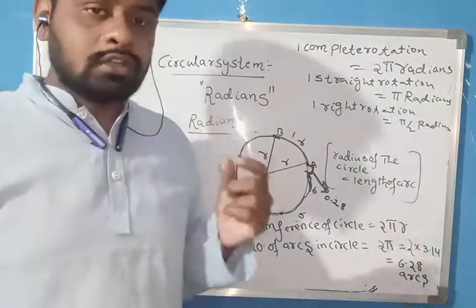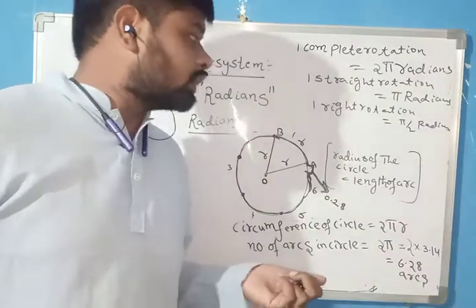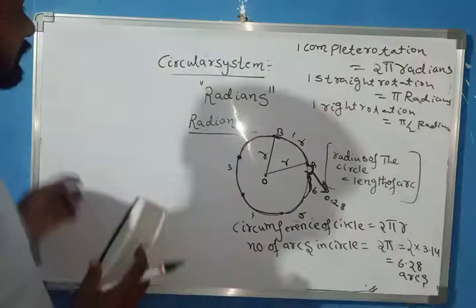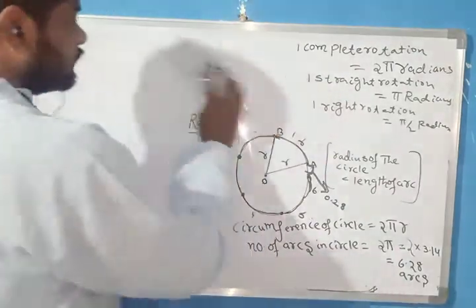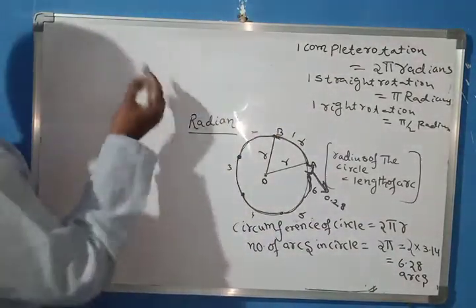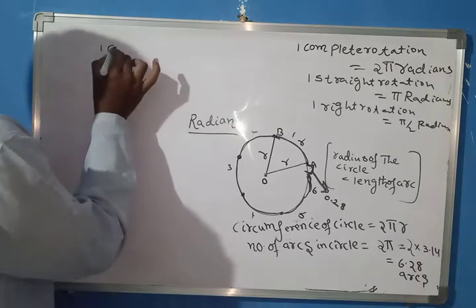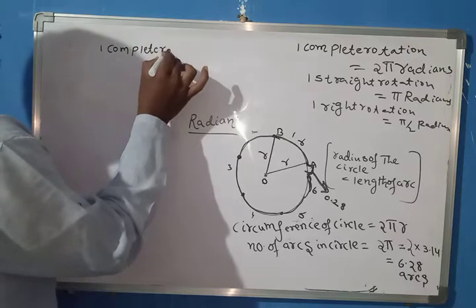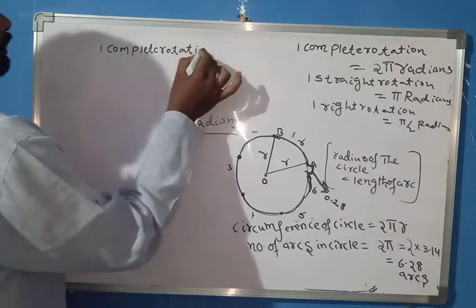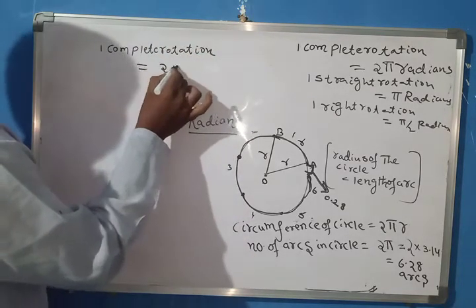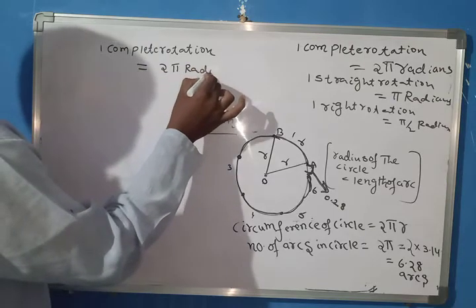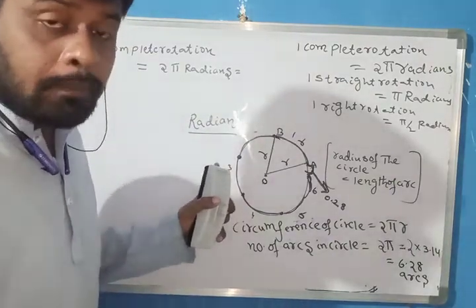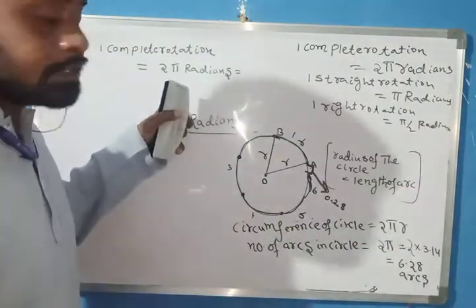Next we are discussing the relation between degrees and radians. What is the relation between degrees and radians? One complete rotation equals how much? 2 pi radians. In the circular system, one complete rotation equals 2 pi radians.